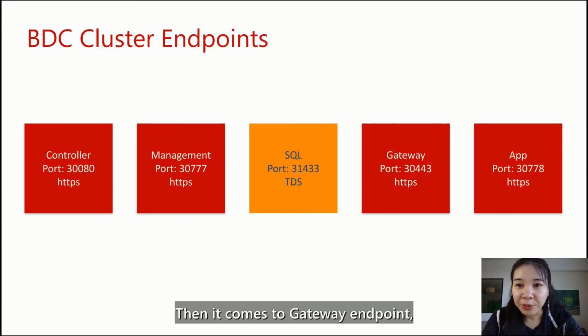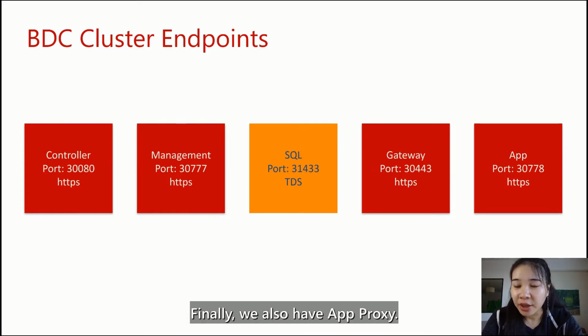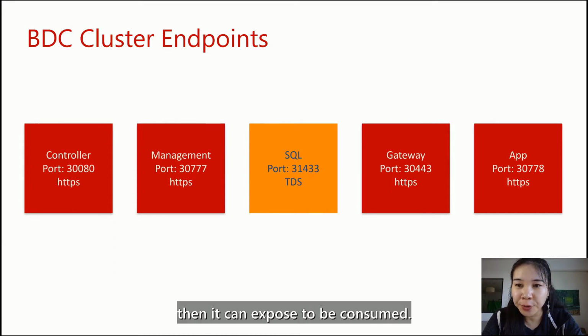Then comes the gateway endpoint. This is the Knox gateway where you can write data to HDFS. Finally, we also have the app proxy. The app proxy is where we deploy applications, and then they can be exposed to be consumed.